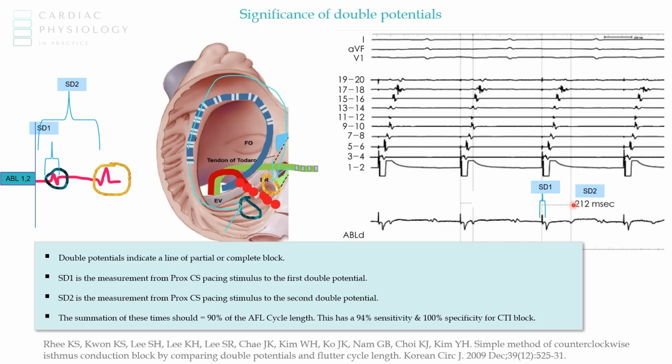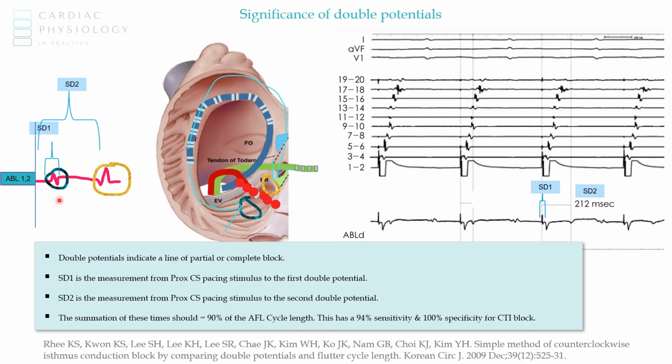And if you add up both of those values, so this might be 20 milliseconds and this might be 200 milliseconds, so it'll be 212 plus 20, so it'll be 232 milliseconds, that number should be at least 90% of the atrial flutter cycle length. And if that is the case, it has a 94% sensitivity and 100% specificity for CTI block in the particular data series that this group presented.